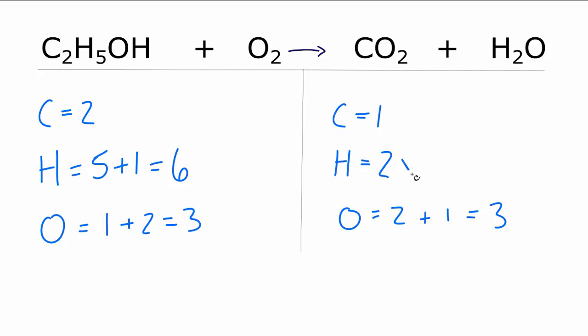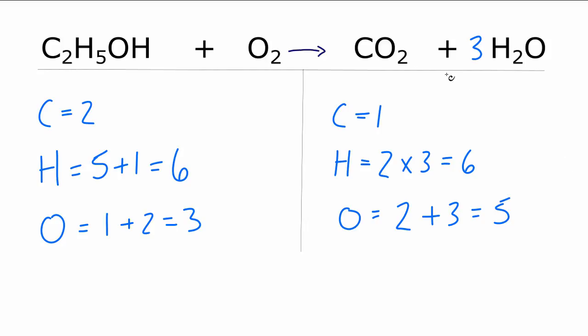So 2 times 3, that would give me 6. So let's put a 3 here. So I have my 2 times the 3, that gives me 6 hydrogens, but I do need to update the oxygen atoms. So I have the 2 oxygen atoms here, plus the 1 times 3 oxygen atoms there. That gives me 5 total oxygen atoms. Okay, that's not working great, but let's see what we can do.